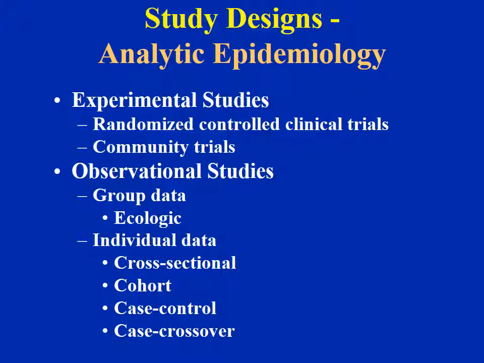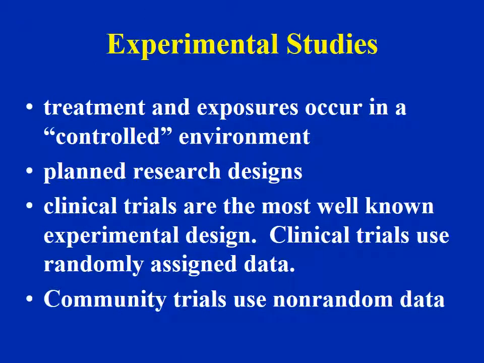When we use observational studies where we're getting data on people in groups, that's considered an ecologic study. We don't have data on individuals, we have data on people in groups. We don't know anything about individual characteristics of disease. That's an ecologic study design. When we do have individual data, we can think about cross-sectional study design, cohort study design, case control, and case crossover. Experimental studies are ones where treatment exposures occur in a controlled environment.